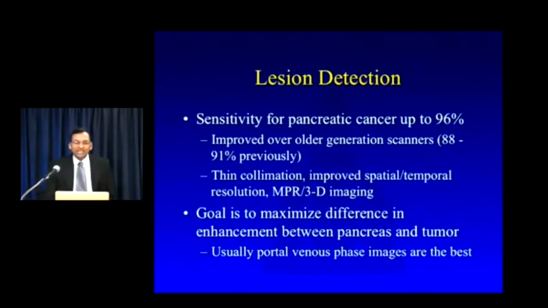Now, CT overall is an excellent modality for pancreatic cancer with sensitivities up to 96%, and certainly we've improved our ability to identify pancreatic cancer on CT, largely because of improvements in scanner technology, thin collimation, better spatial and temporal resolution, and of course our increasing use of MPRs and 3D imaging. Now, when you're putting together a pancreatic protocol, ultimately you're trying to identify pancreatic tumors, and what does that mean? You're trying to maximize the difference in enhancement between the pancreatic tumor and the native pancreatic parenchyma. Now, in most cases, the portal venous phase is going to be the best phase for you to identify pancreatic cancer.